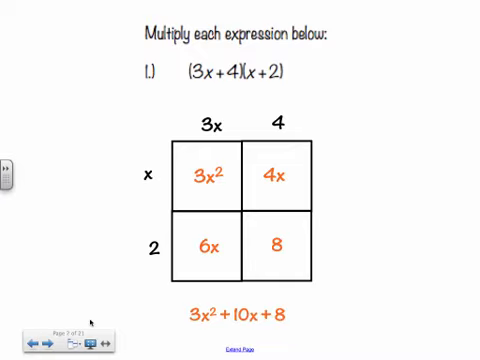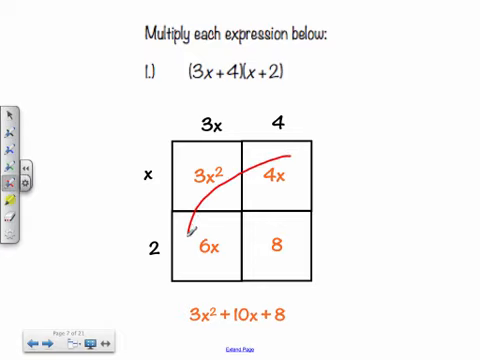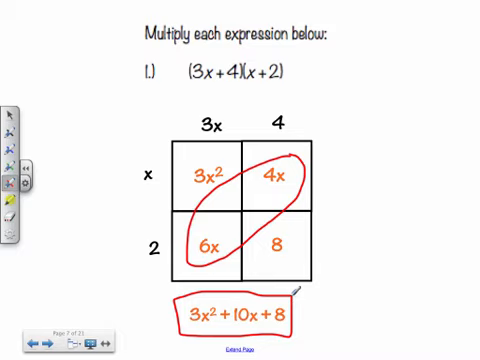So you should end up getting 3x squared plus 10x plus 8, which was a result of combining these like terms right here. That's how you got the 10x. And then you already knew the 3x squared and the 8, and there was nothing like it to combine together. So your final answer is this trinomial right here, 3x squared plus 10x plus 8. Now remember, we talked just now about the general form of a trinomial. This means that the a value in this expression will be 3, the b value will be 10, and the c value will be 8.